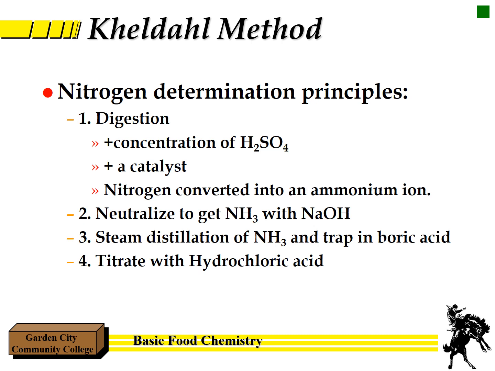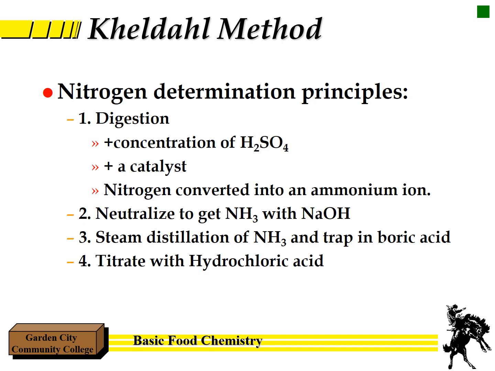The Kjeldahl method is the one I'm most familiar with. The principles behind this method start with digestion. You take a sample and add concentrated sulfuric acid to it, and then a catalyst. During this digestion, which is heated, the nitrogen is converted to an ammonium ion. So we're stripping the nitrogen out of basically the protein base.